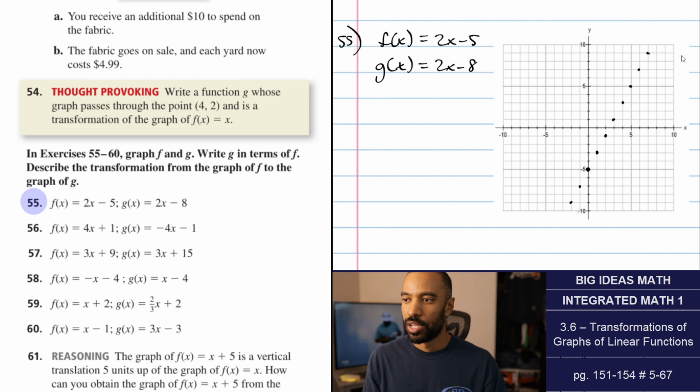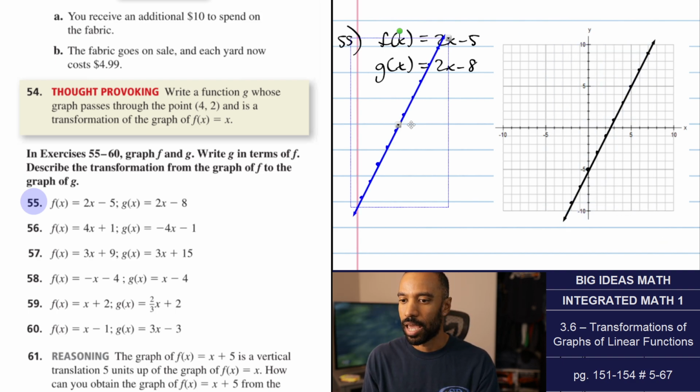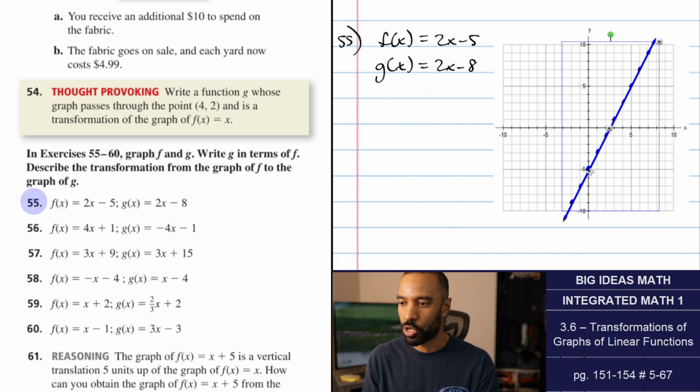Let's see, how do I say this? I'm going to copy and paste my graph and translate it 3 units down. Instead of drawing the new graph, if there's no stretches, it's really easy to do translations. So I'm just going to copy, paste, make a different color, and take that one 3 units down. It's easy to go from the y-intercept. 1, 2, 3 units down.